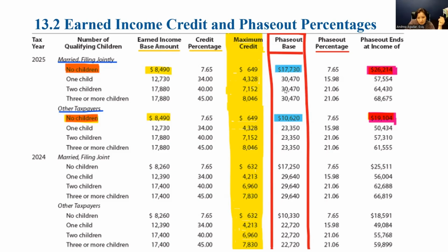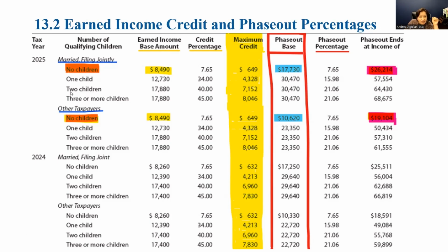One more time, how is your credit going to be reduced? Well, this maximum amount will have to be reduced by the excess over the phase out base multiplied by the phase out percentage. And once you reach this amount in this column, then you are not getting any more earned income credit. So in our example, the amount was $64,430.